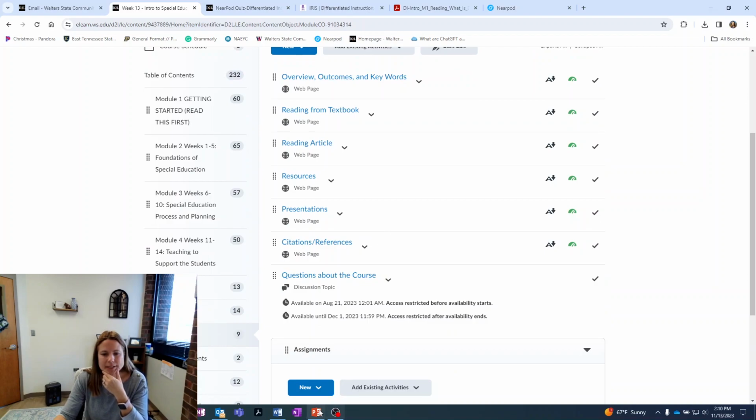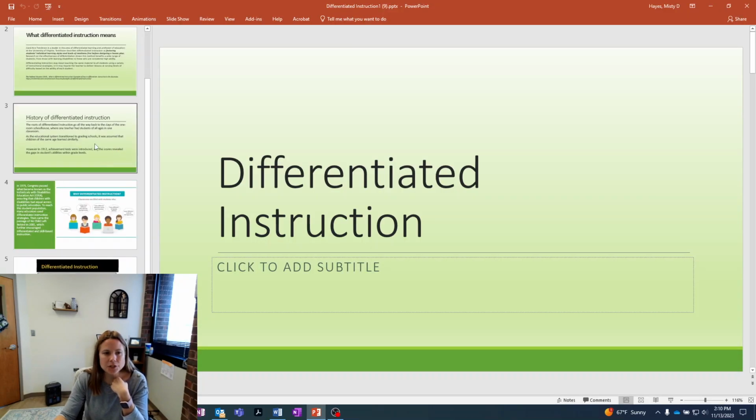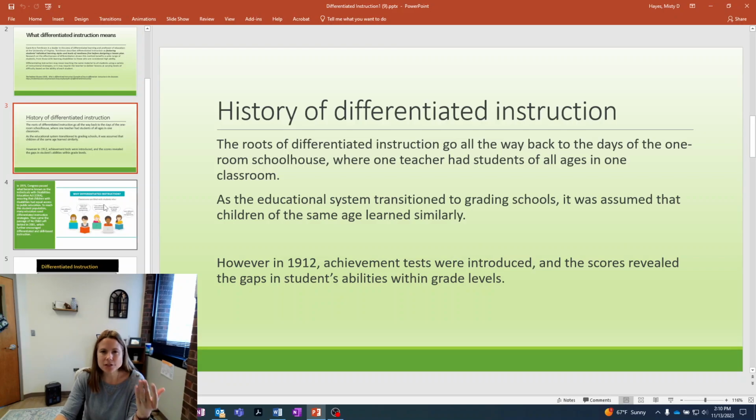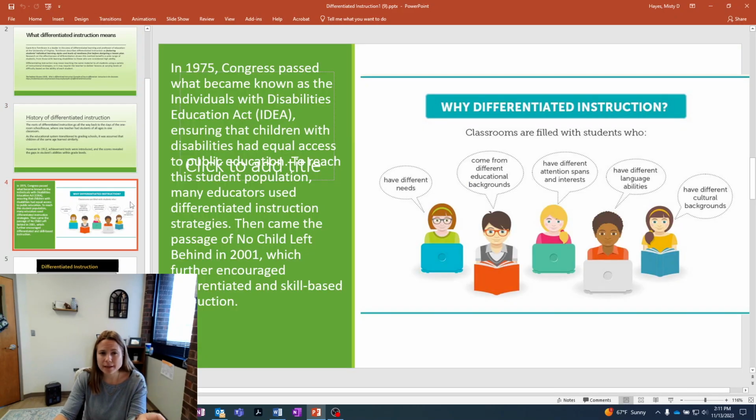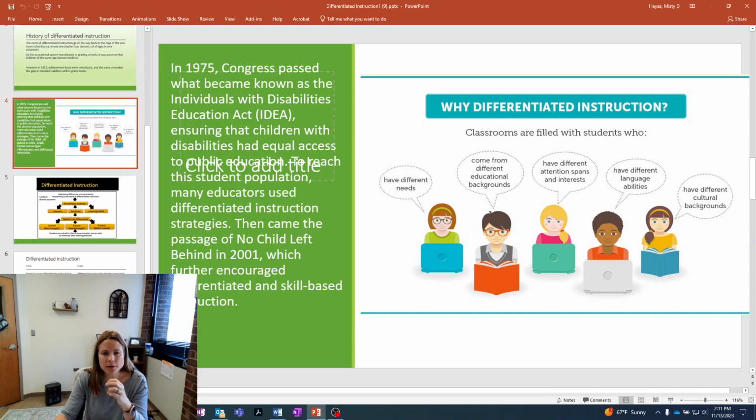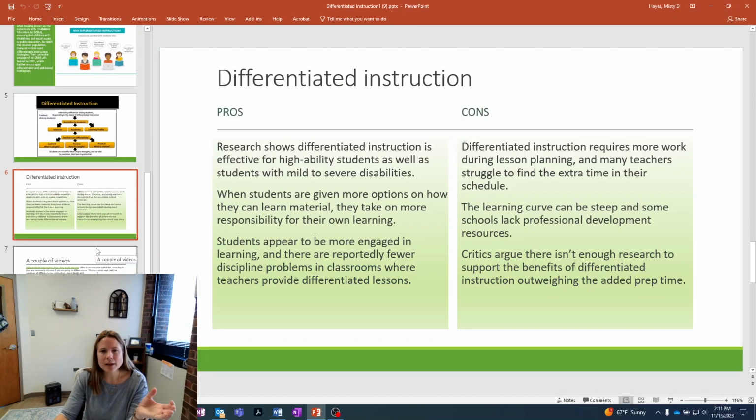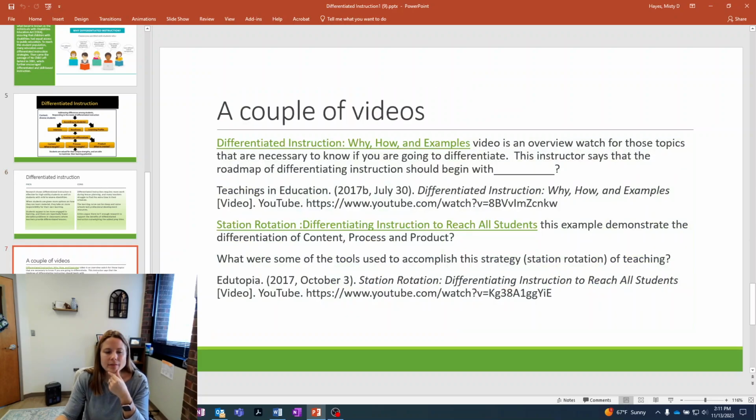I also have a presentation here for you, a PowerPoint presentation that goes in basically talking about the history of differentiated instruction, where it's rooted in, specifically looking at IDEA and how this came about, and also about how it resulted from the No Child Left Behind Act in 2001, right? And it even dives into the pros and cons, because obviously with anything that we do in our classroom, even if it's a research-based strategy as this, there's always things we have to weigh, like the pros and the cons. In the presentation, I also give you some examples.